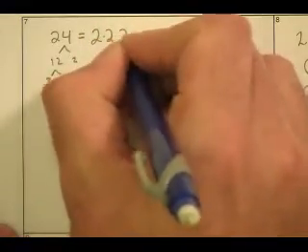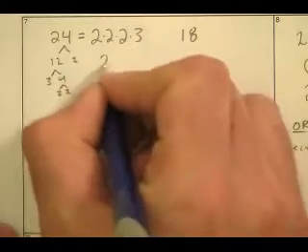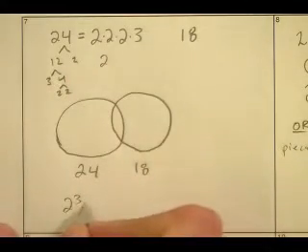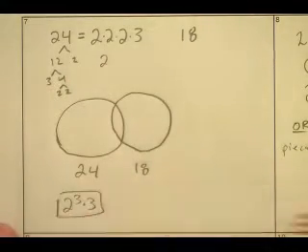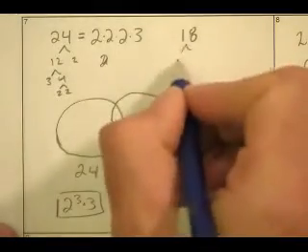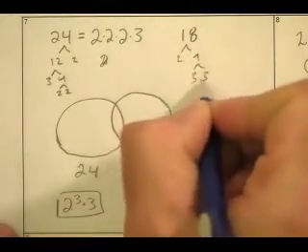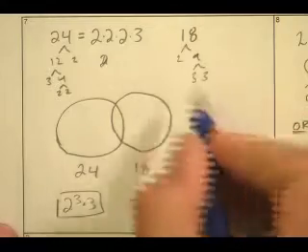2, 2, 2, 3. Or, I can write down here, 2 to the 3rd times 3. That's going to be my 24. Now 18 I'll break down. 2 times 9, 3, 3. 9 is 3 times 3. I get 3, 3, 2.